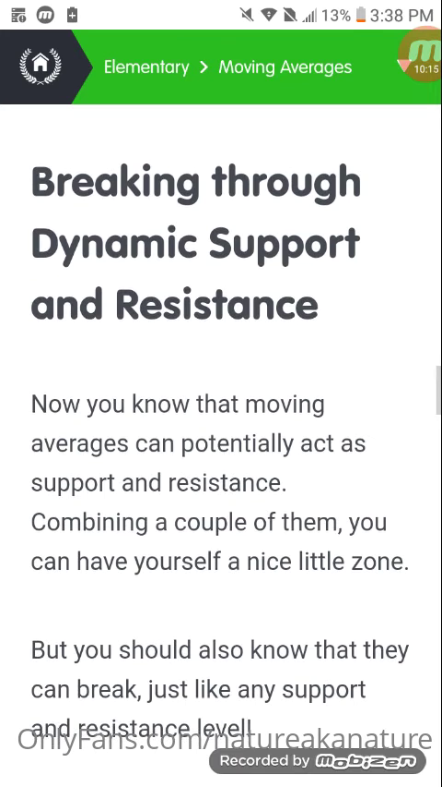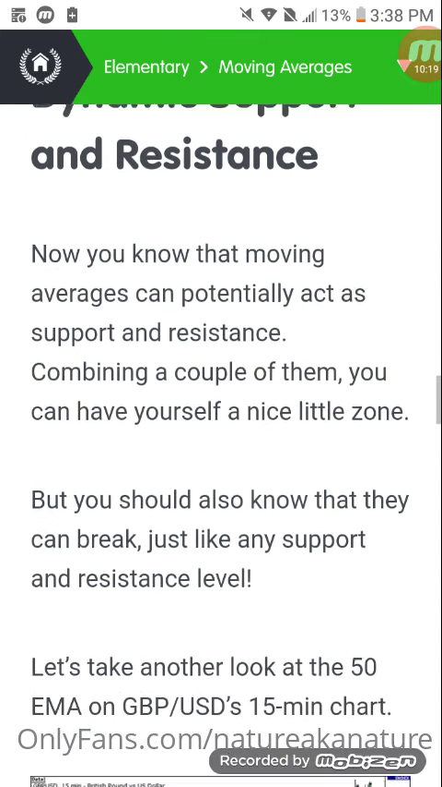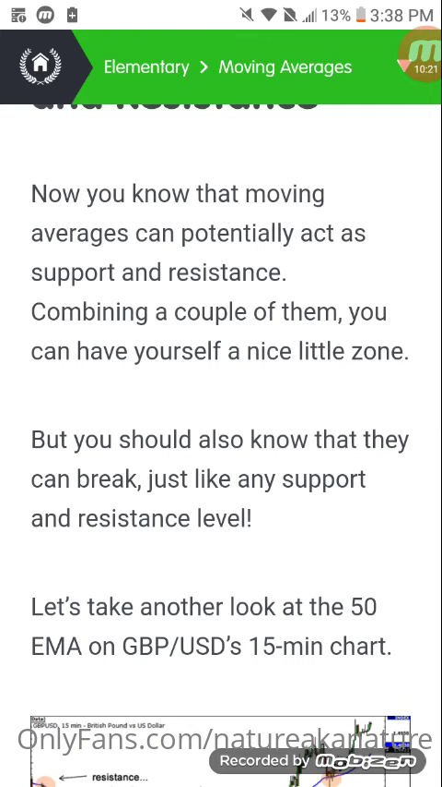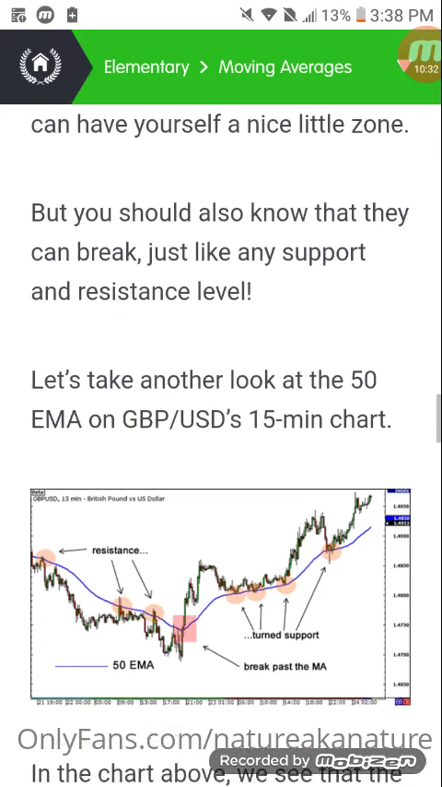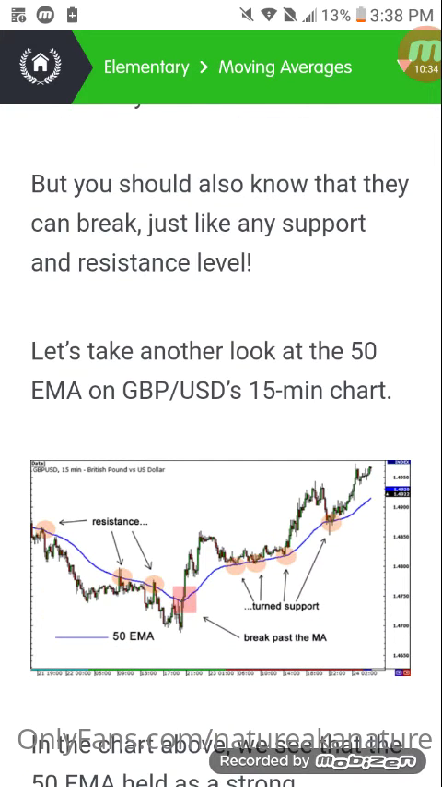Okay, so breaking through dynamic support and resistance. Now that you know moving averages can potentially act as support and resistance, combining a couple of them, you can have yourself a nice little zone. But you should also know that it can break just like any support and resistance level. Okay, anything can happen in this market. Let's take another look at a 50 EMA on a GBP/USD 15-minute chart.